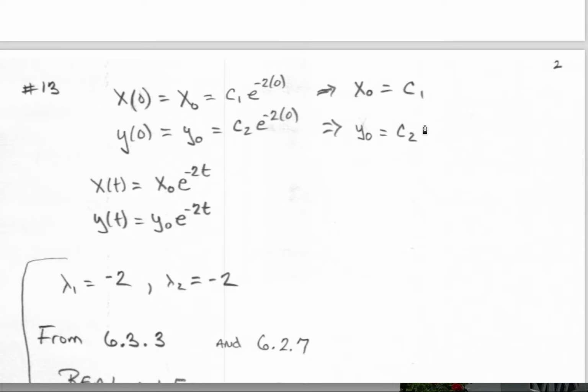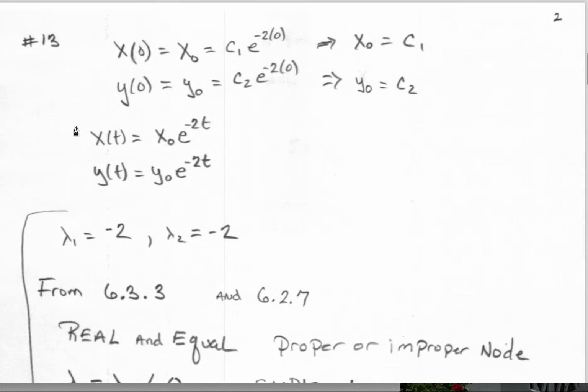And I end up with x0 equals c1 and y0 equals c2. So, I suppose you could say, my particular solution to this differential equation at the point (0, 0) with this initial condition is x(t) equals x0 e^(2t), and y(t) equals y0 e^(-2t). And those are stable things, right? Those are what we would call stable things.